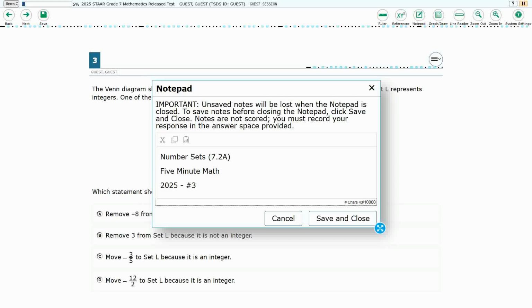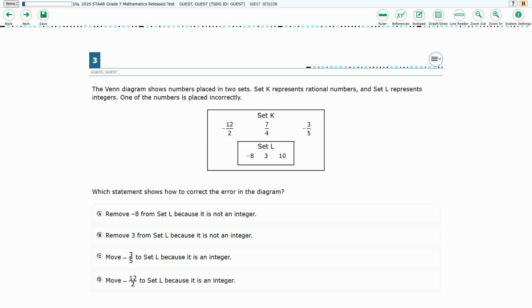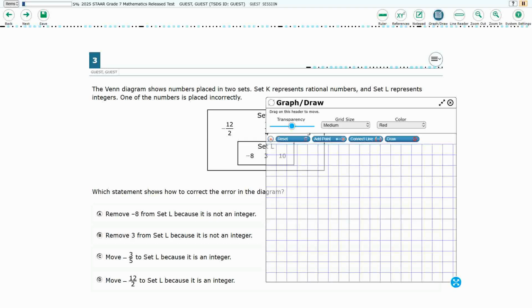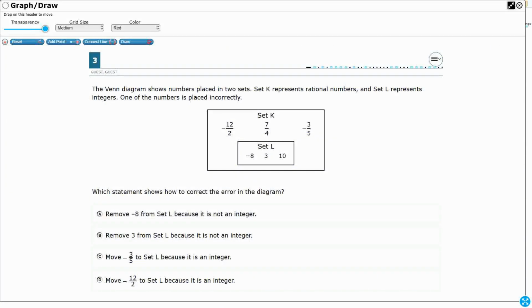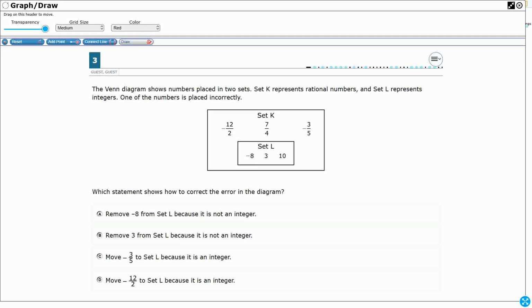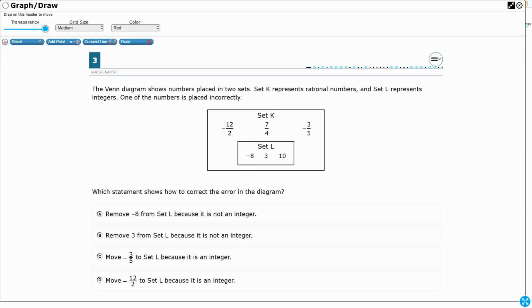Today we are looking at the 7th grade concept of number sets. This is Standard 7.2a in the great state of Texas, and we are using item number 3 of the 2025 released STAAR test. If you haven't done so already, please go ahead and take a moment to pause the video, work this problem out on your own, unpause it, and we will look at our answers together.